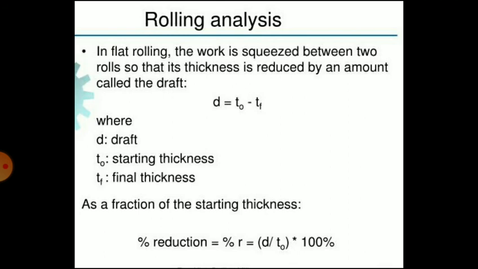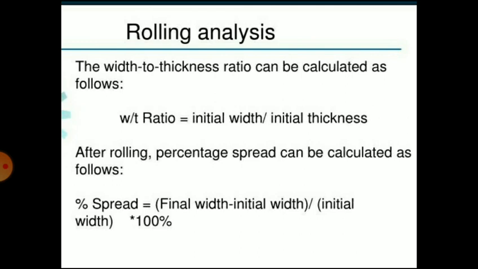Then the absolute elongation. It is the difference between the final and initial length of the metal being rolled. That is called the absolute elongation. Absolute spread is the difference between the final and initial width of the metal being rolled. That is called the absolute spread. The width to thickness ratio can be calculated as initial width upon initial thickness.